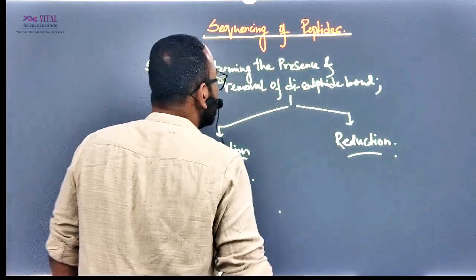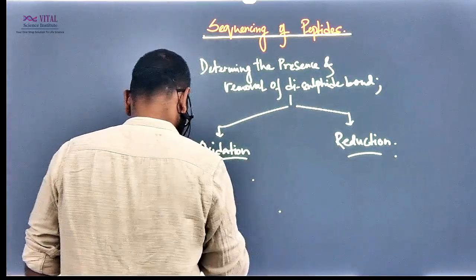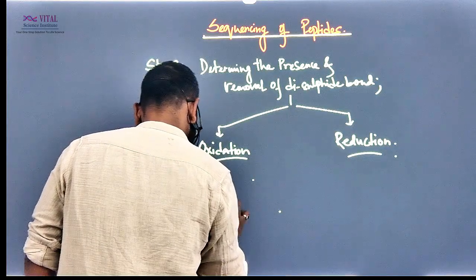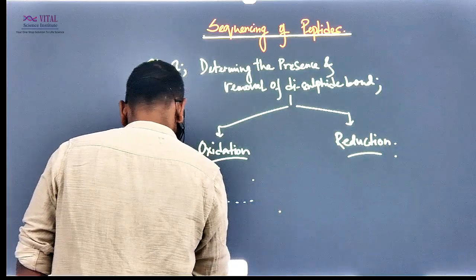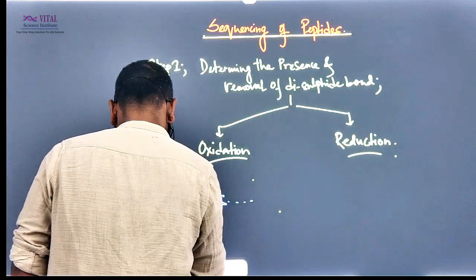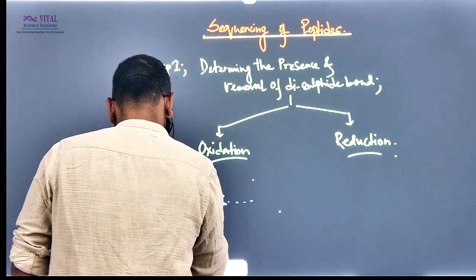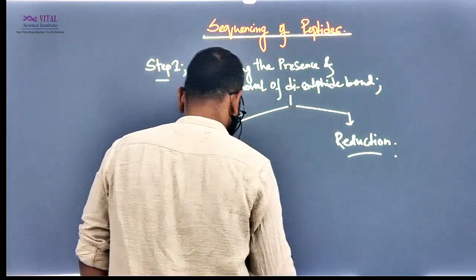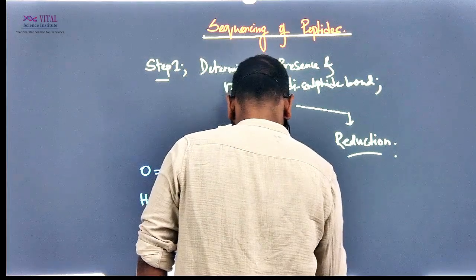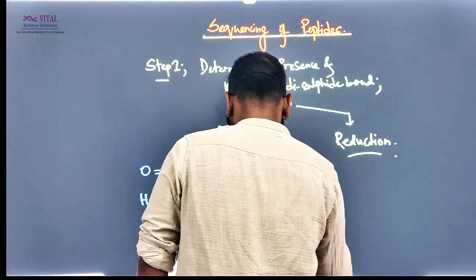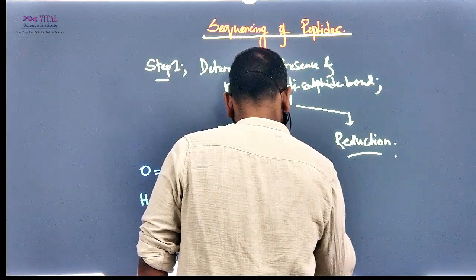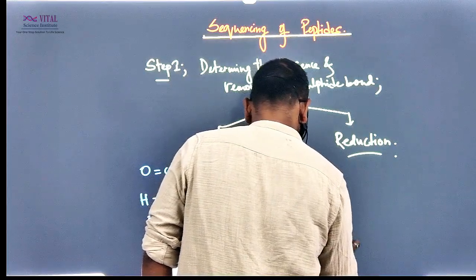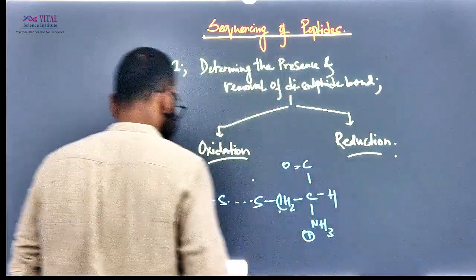When it comes to oxidation, suppose this is our disulfide bond: CH2, S, this is our C, this is our H, C double bond O, NH3 plus, something like that. S, CH2, C, C double bond O, this is our H, this is our NH3 plus, something like this.